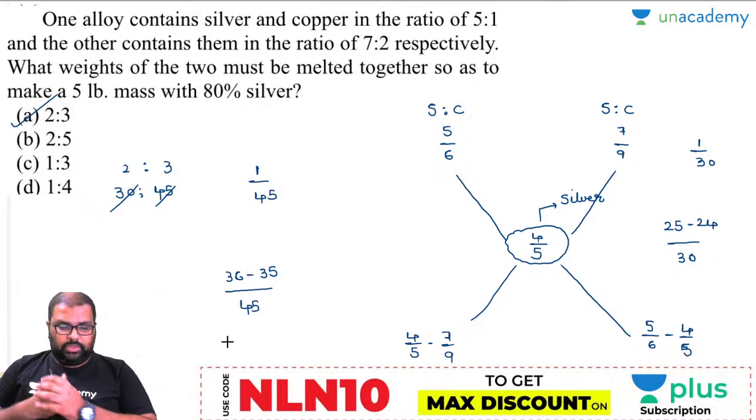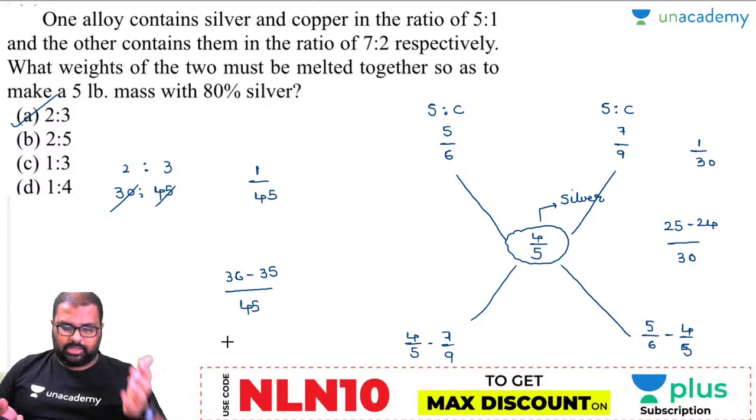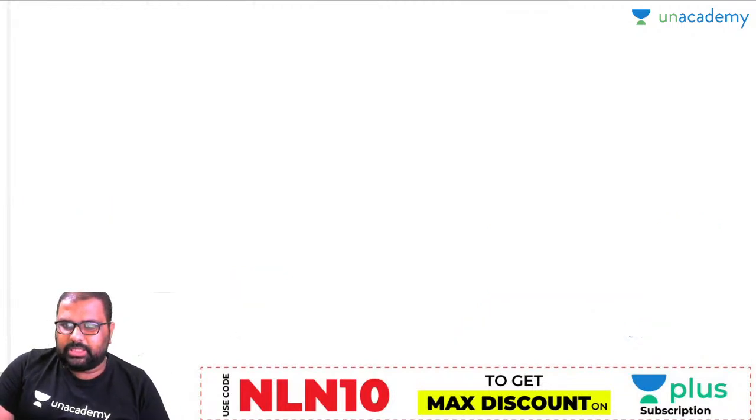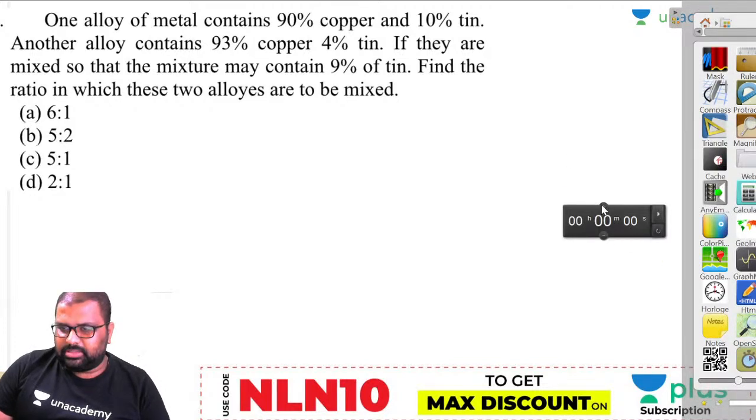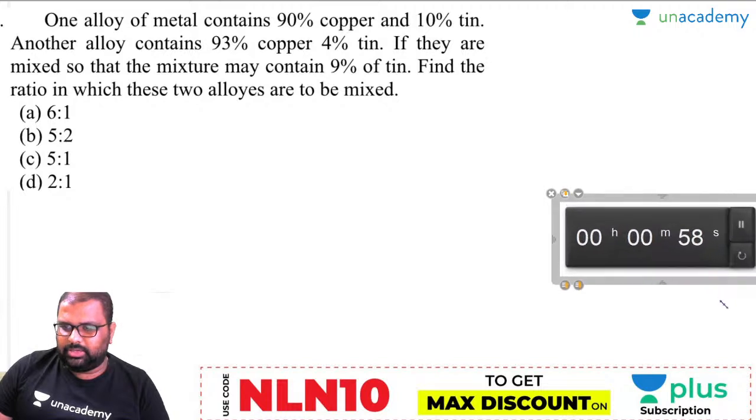So alligation rule is a powerful tool, where you can use it in profit and loss, simple interest and compound interest, time, speed, distance, right? So let's see the next question that you have to solve. I will be giving you 1 minute for this. 1 minute is enough, I think. Let's see how many can solve this.